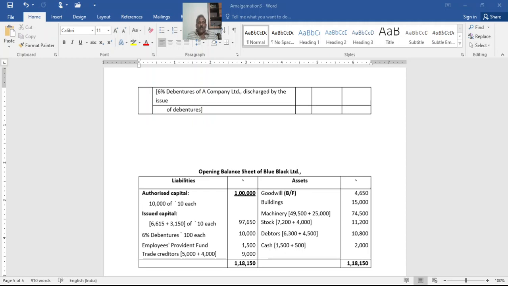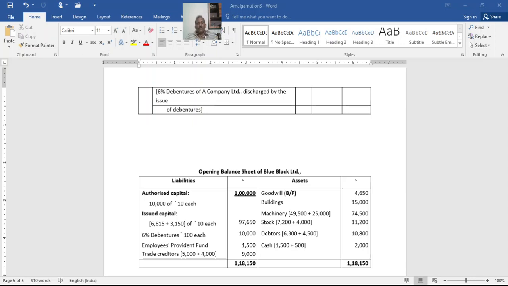Second one, reserves and surplus, nothing here. Third, unsecured loan, 6% debentures should be given under that head. Fourth, secured loan, nothing. Then current liabilities and provisions: there, employee provident fund plus trade creditors. It is better to show each item under a particular head. That, in the next problem, I will give a solution like that.